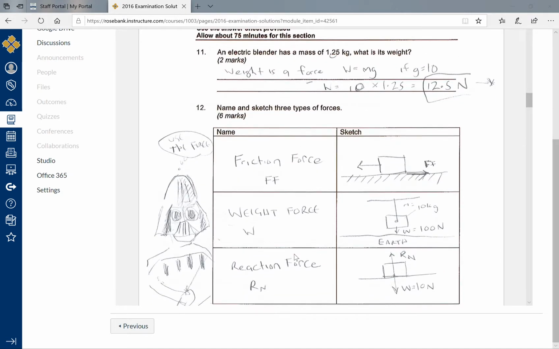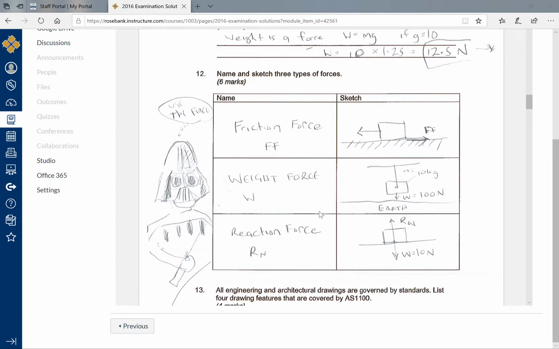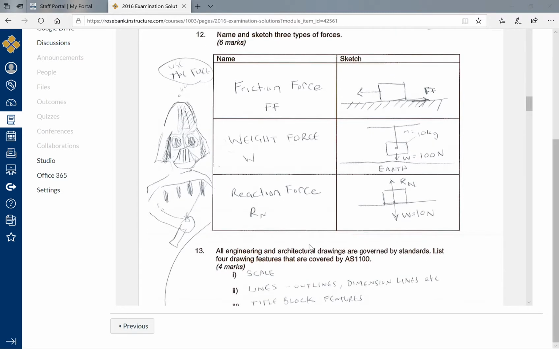Or 2 marks, sorry. This one here, name and sketch 3 types of forces. So over here I've done a little sketch of a block being dragged this way. I probably should have had an M written in there to show that this has a certain mass, and the frictional force on the surface. So frictional force, a weight force, so we have this massive weight of 100 newtons, which is a 10 kilo mass hanging on a rope, and then reaction force. So we have the weight force acting into the plane and the reaction force normal to it. Reaction forces are always normal to the plane. Weight forces always go directly down.